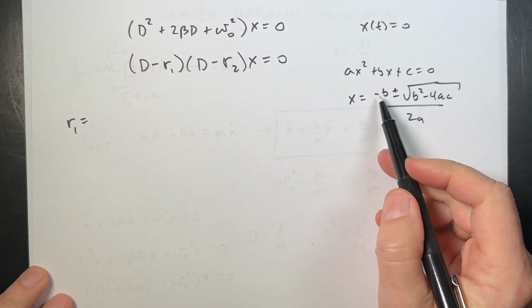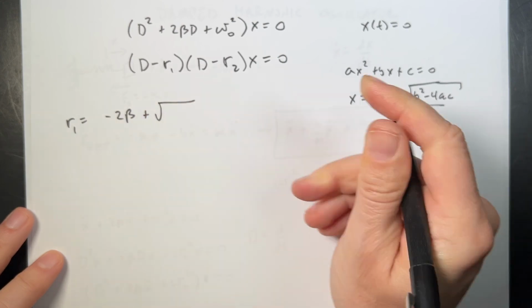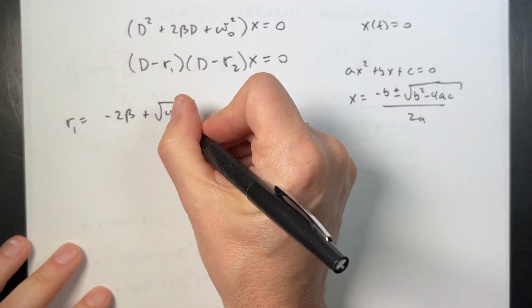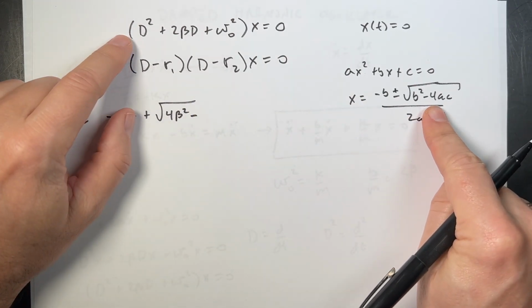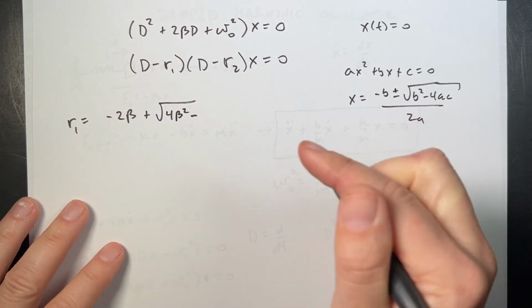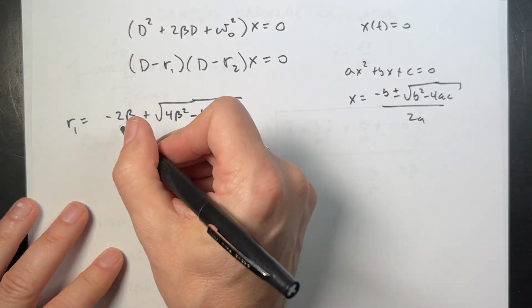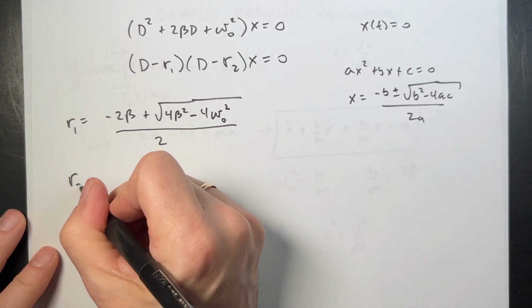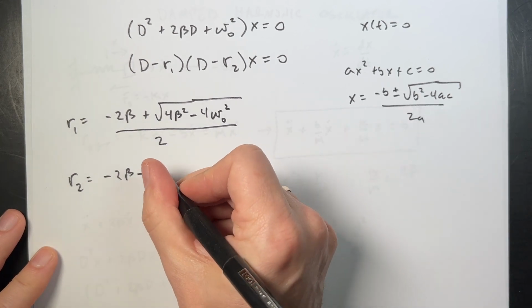R1 is going to be equal to negative b, so that's negative 2 beta, plus the square root of b squared. So that's going to be 2 beta squared, which is 4 beta squared, minus 4. And I was looking for 4 up here. There's no 4 because this is a number. A is 1, c is omega naught squared, minus 4 omega naught squared. All of that divided by 2a, but a is just 1, so that's 2. And then R2 is just going to be the exact same thing, negative 2 beta minus, right, it's a minus, the square root of 4.